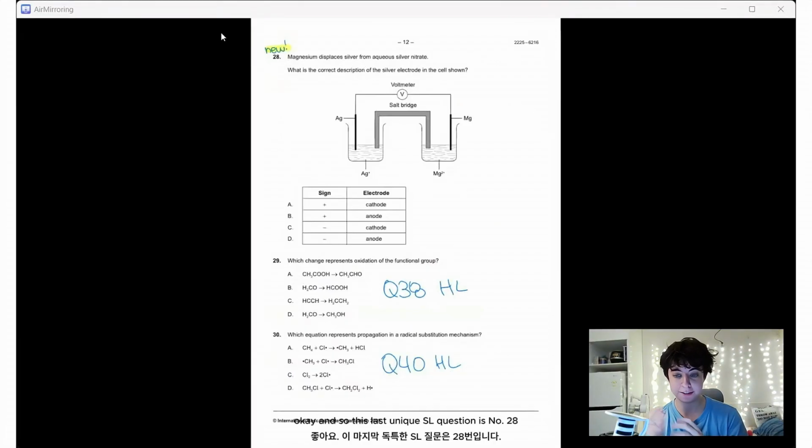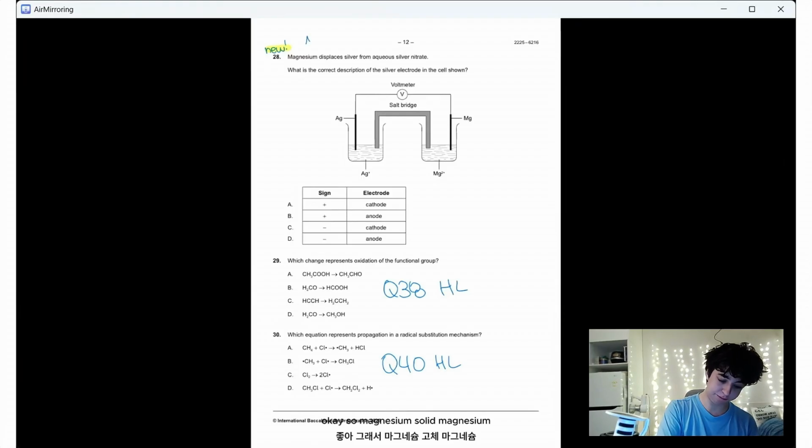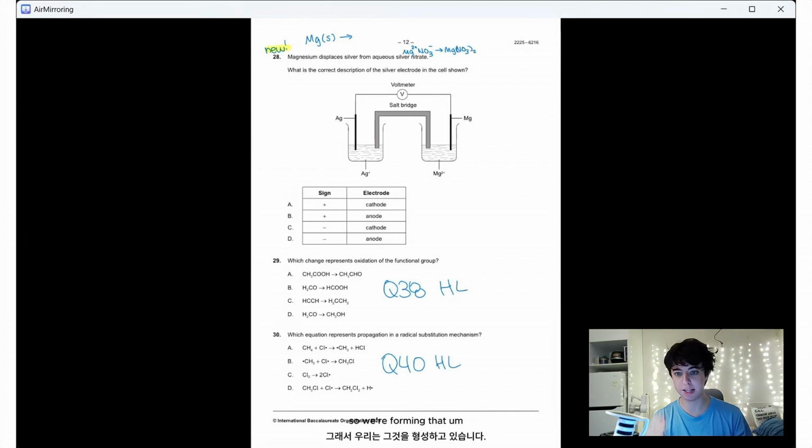Okay, and so this last unique SL question is number 28, which is asking about this voltaic cell, which has magnesium and silver. And so immediately it says that magnesium displaces silver from aqueous silver nitrate. And so that can immediately allow us to write an equation. Okay, so solid magnesium displaces silver from aqueous silver nitrate. So we're forming magnesium nitrate, Mg(NO3)2. Okay, so we're forming that.